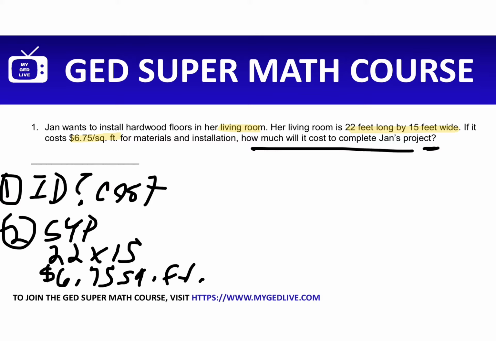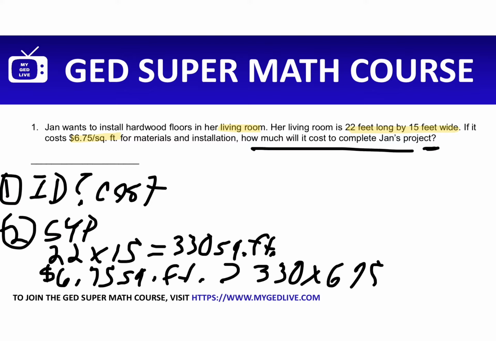So now with these two factors, what are we going to do? The first thing we do is simply do the multiplication there, and so we know that we're dealing with 330 square feet. And then the next thing we do is simply multiply that by the cost per square foot. And that's going to give us $2,227.50 to do the job.